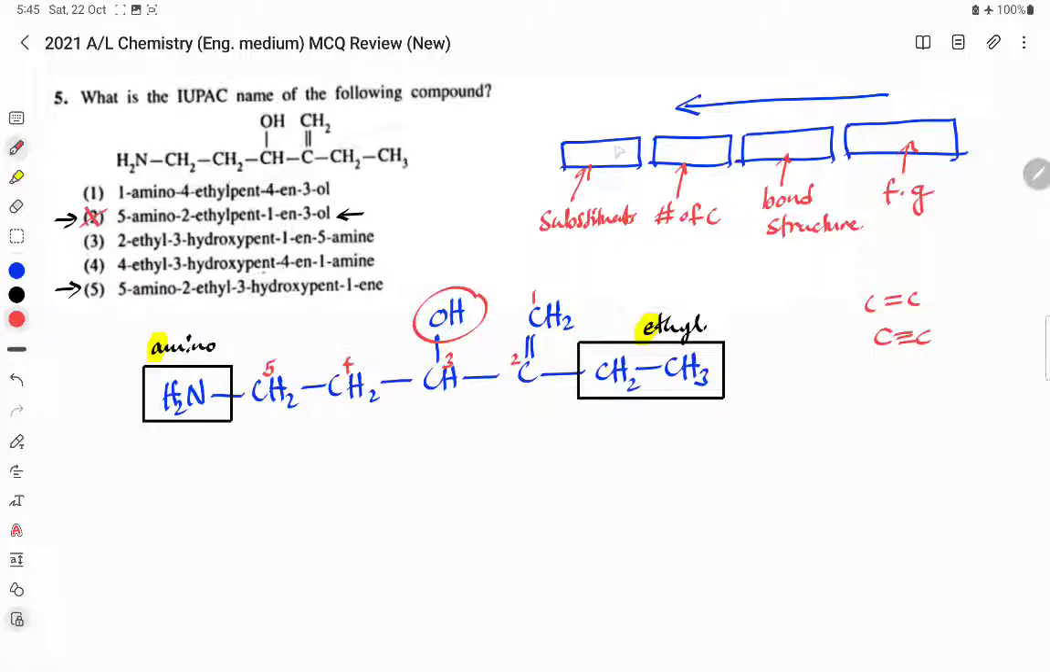You just have to construct these 4 parts. The substituents will be 5-amino 2-ethyl. The number of carbons is 5, therefore this part will be pent. The bond structure, there is a carbon-carbon double bond on the first carbon, therefore 1-ene. And the functional group is 3-ol.